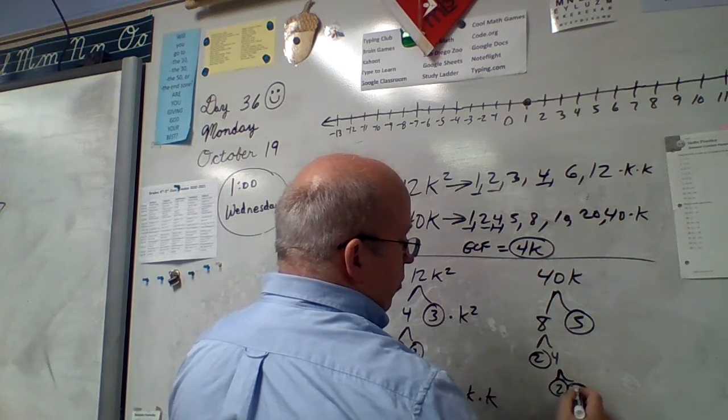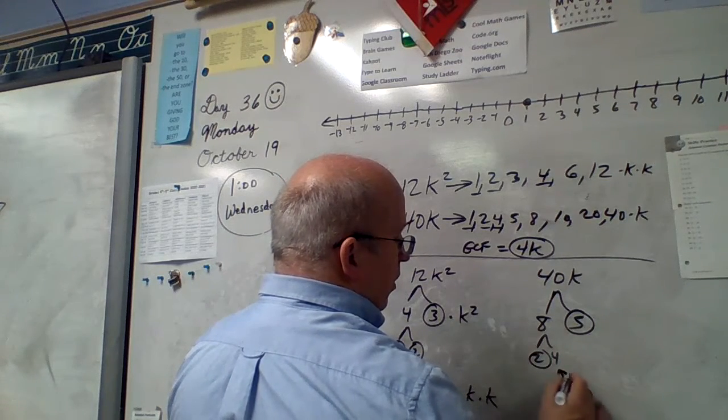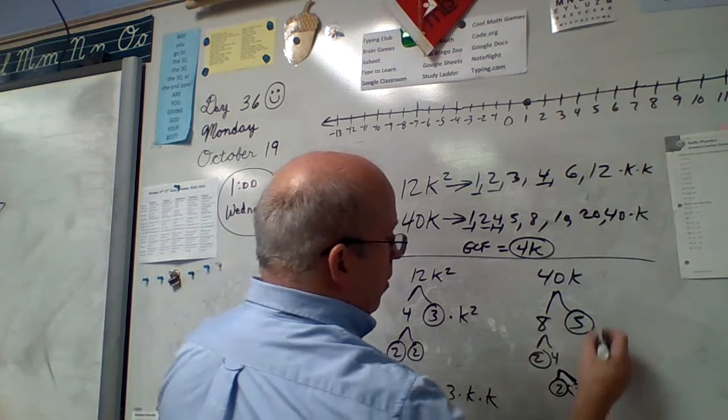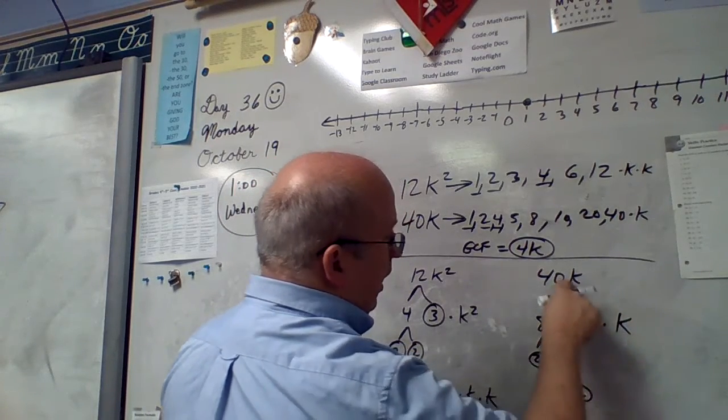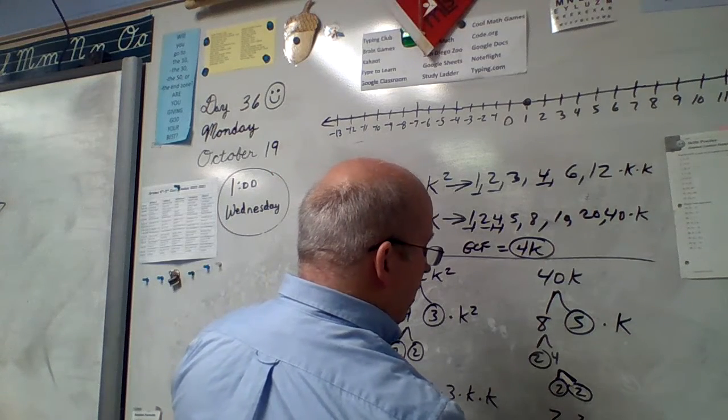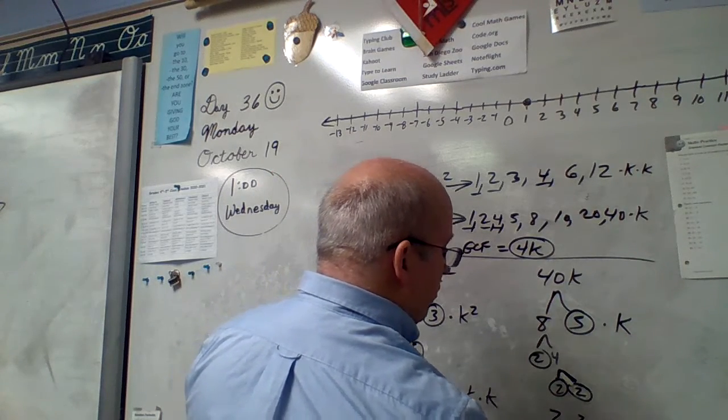That's supposed to be a 2 there. I know, it doesn't look like one. So what do we got? Oh, wait a minute. Don't forget about the k. Yeah. So we really have 2 times 2 times 2 times 5 times k.